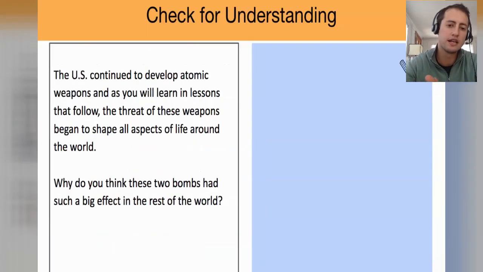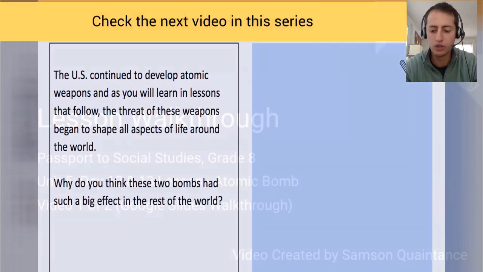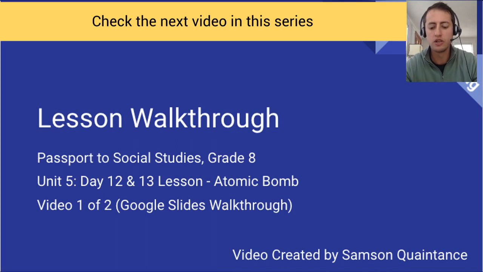And the last slide is a check for understanding, in which they are going to be jumping into the idea of the Cold War, thinking about how these 2 bombs had such a big effect. And they're going to go into a lot more detail on this later on in the Cold War units. So check out the next slide for some more answers and another way of delivering this material to students.